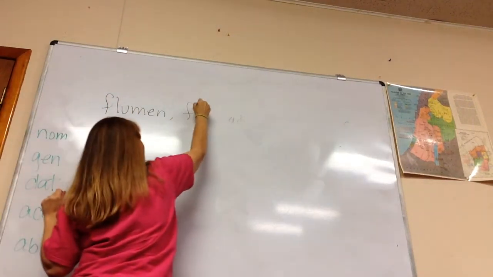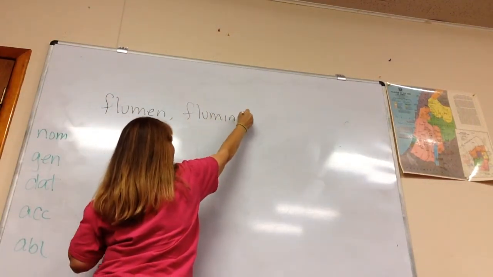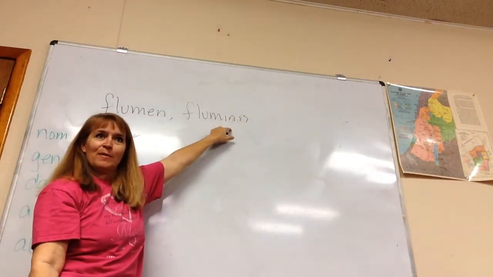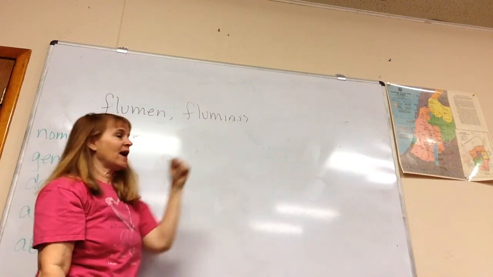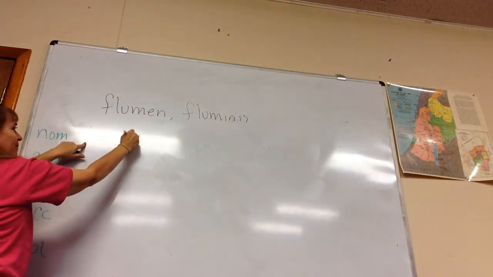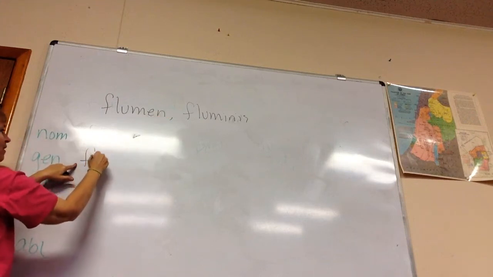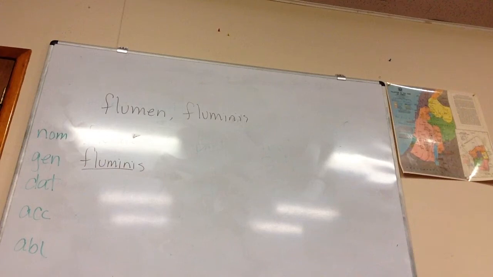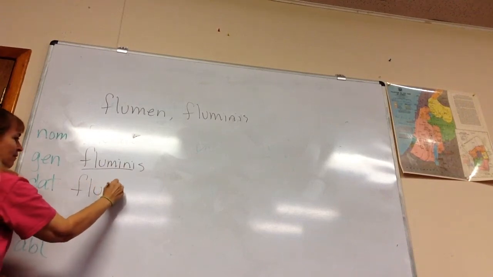And this is something really crazy. Sometimes you miss that changes from an E to an I. Okay, so we write this one down right here, flumen, and then we write that one down here, and we got our stem. Okay? Right?